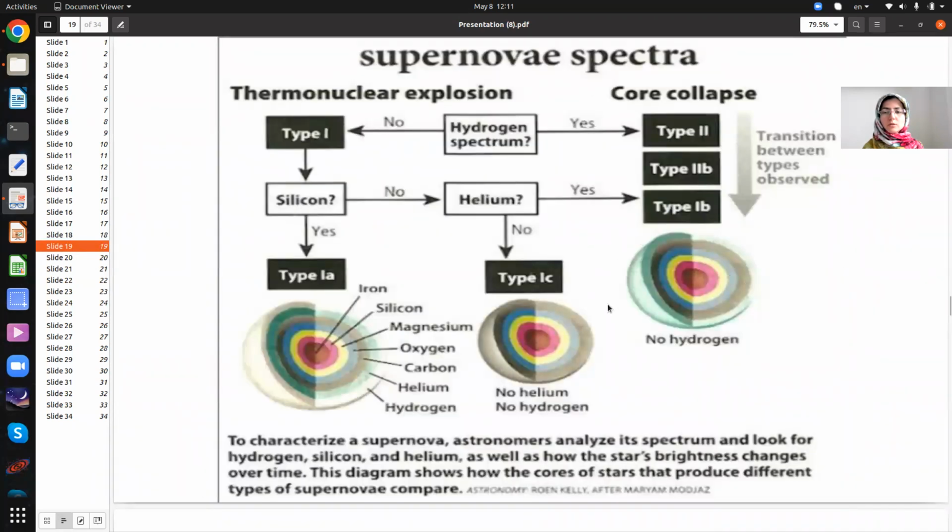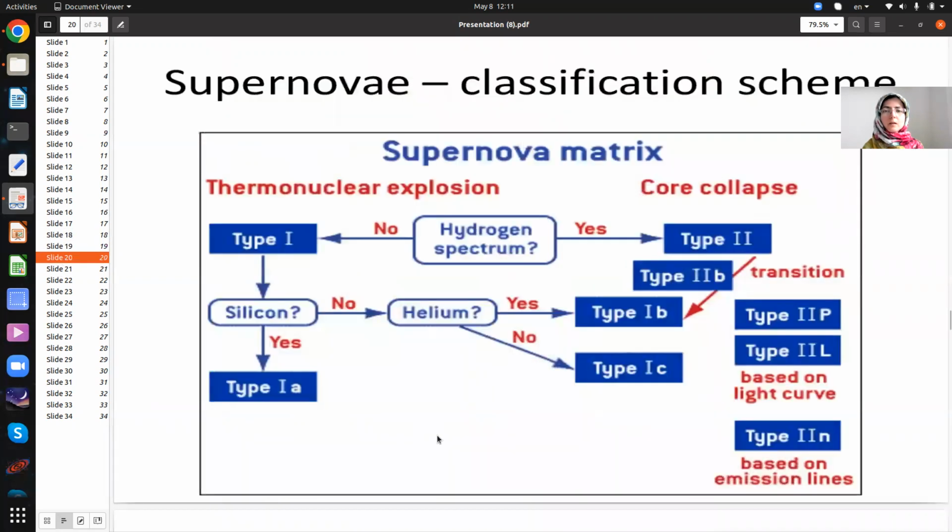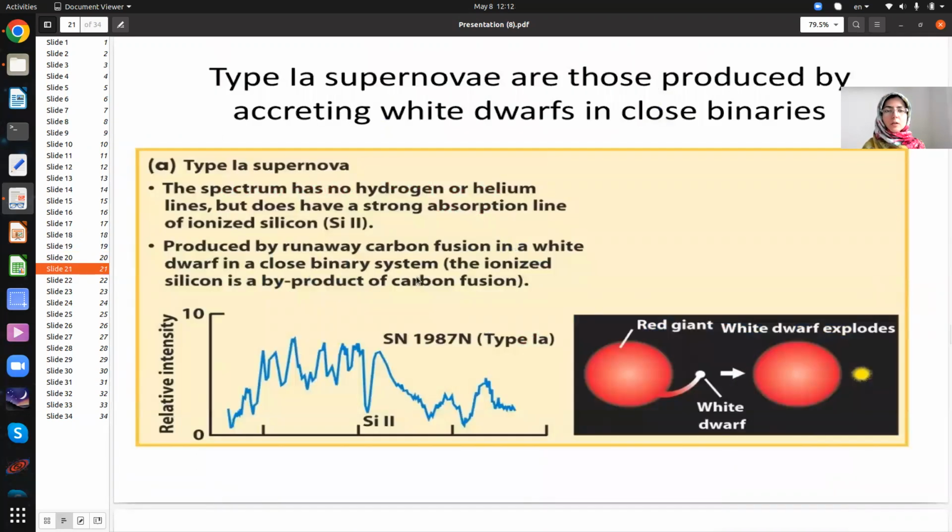As I said, no hydrogen. Here you see the classification scheme, a supernova matrix: thermonuclear explosion and core collapse. As you see, there are different types of them. Type 1A supernovae are those produced by accreting white dwarfs in close binaries. And we can say that type 1A supernova is from binary stars and has no hydrogen and helium lines in its spectra.